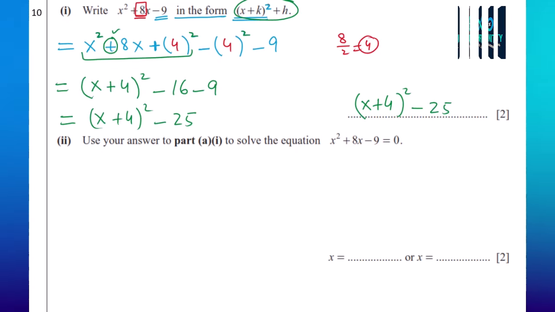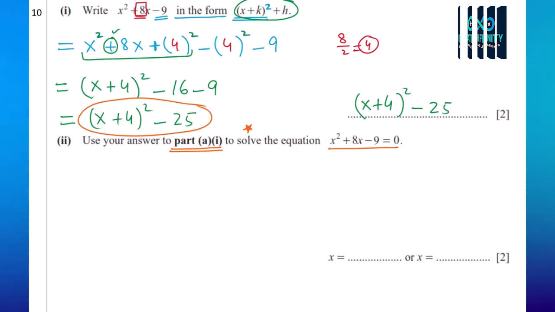Second question is they are saying use your answer to part A1. Use the answer of part A1 to solve. Solve means we have to find out the value of x. Okay. If you use any other method to solve this equation, like by factorization or by formula, you will not get the mark because they mention properly use the answer of part A1. And use this answer to solve. And you can put equal to 0.